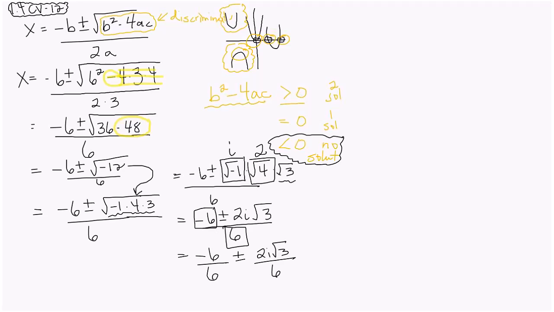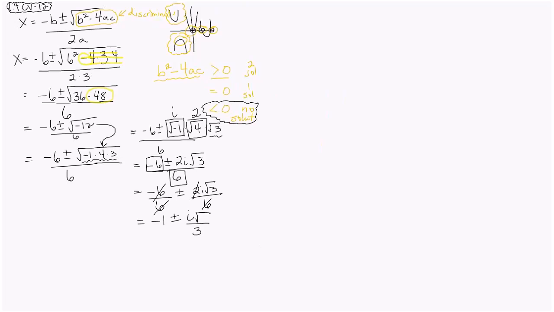So I just parsed this expression into 2, and the reason why I wanted to do that is I can now reduce this fraction of negative 6 over 6 to be negative 1 plus or minus, and I can also cancel out these. 2 goes into both 2 and 6, so 2 goes into 2, 1, which I don't have to write down, and 2 goes into 6, 3. So there's my final answer.